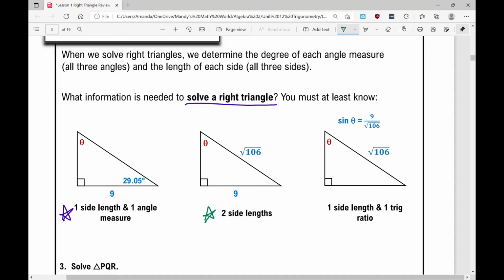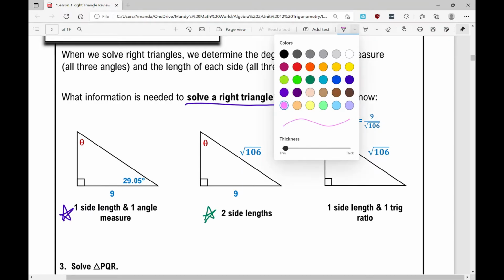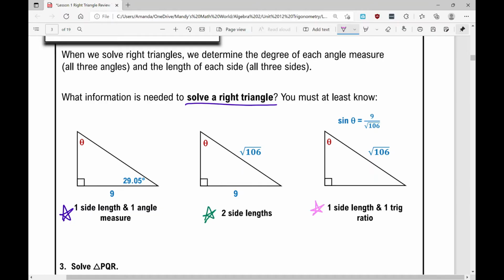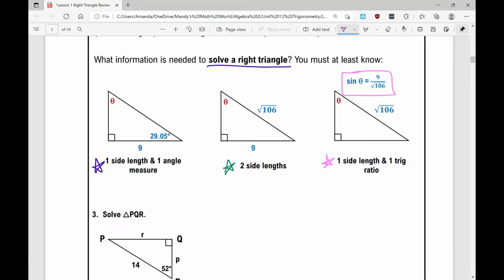Now, this is right triangles. That's all I would need to find the length of that 3rd side and then those 2 angle measures. Or you could perhaps have 1 side length and 1 trig ratio, which I have right up here. You could have a trig ratio. So let's move on to this example number 3.